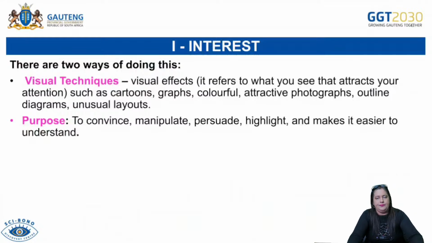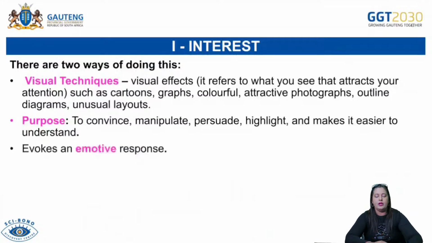So generally, and most definitely, we are assuming that when an advertiser is putting out something, be it a product or a service, he is convincing us, he's manipulating us, he's persuading us to believe that that is the best product or the best service that is on offer in society. So he highlights certain aspects and he makes it easier for us to be involved in this advert. All right. So that's the aspects of dealing with interest under the AIDA principle.